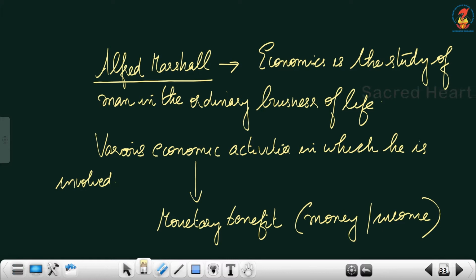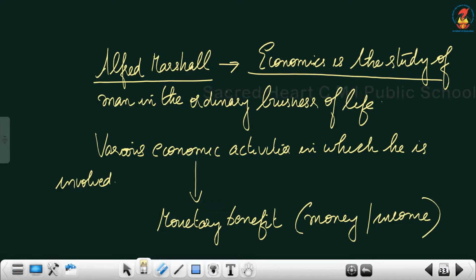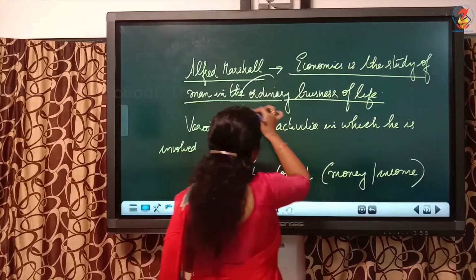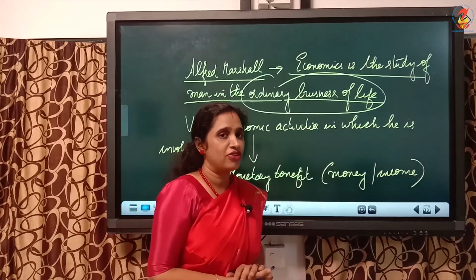Now after the definition of Lionel Robbins, the definition given by Alfred Marshall is given in the textbook. Let us start learning from the definition of Alfred Marshall. Alfred Marshall has defined economics as a study of man in the ordinary business of life. Economics is a study of man in the ordinary business of life. What is meant by ordinary business of life? This is the term which we have to explain.